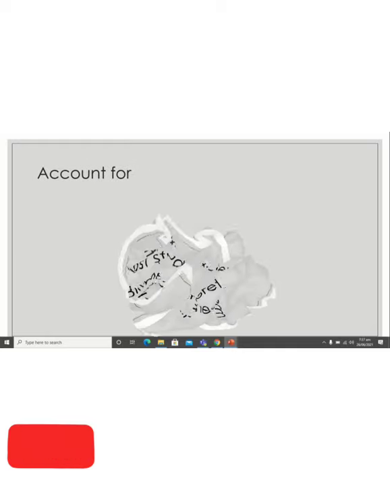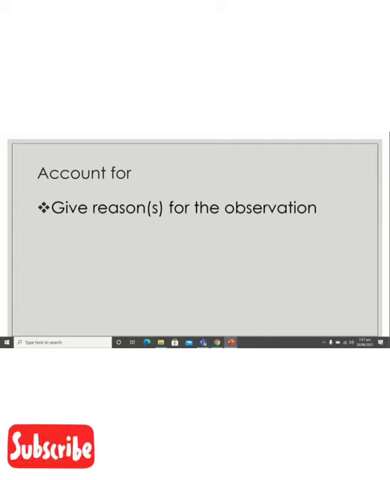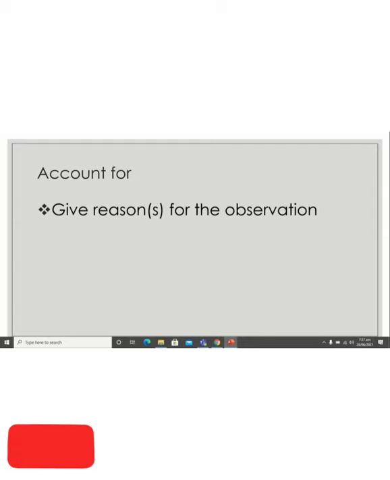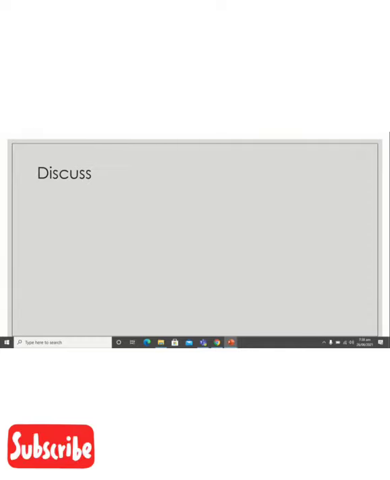So the first term is account for. Account for. What do we mean by that? Simple. Give reason or reasons for an observation. You have observed something, and of course, you use your senses to observe. Why is it that that observation has occurred? Why is it that you smell the perfume at the back of the room after it was sprayed at the front? You see what I'm saying? So that's account for.